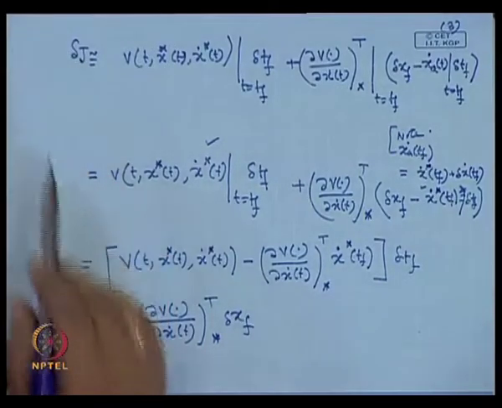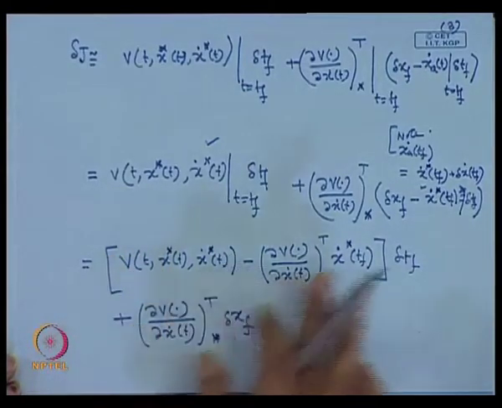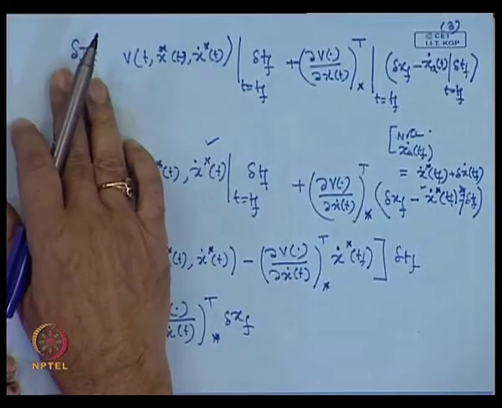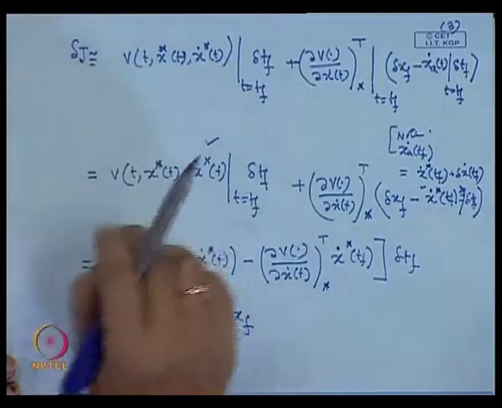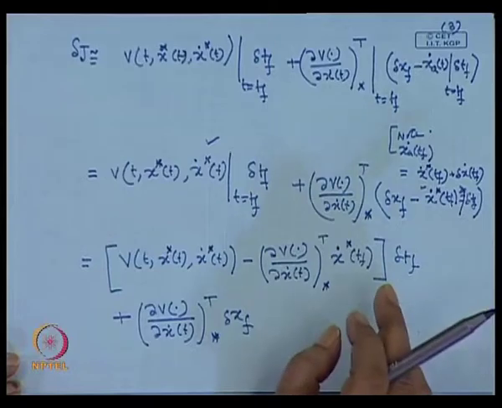Now, delta J will be 0. If you impose the first necessary condition and set delta J to 0, it will give you the optimum value; the solution of this trajectory will give you the optimum value of the functional.